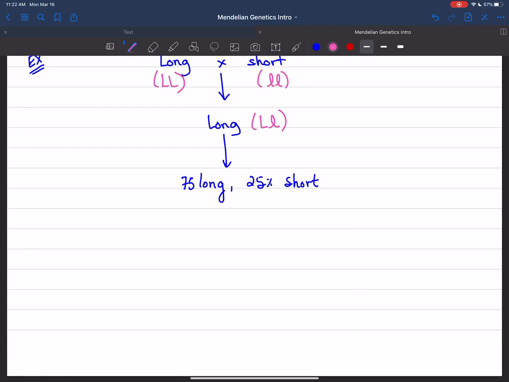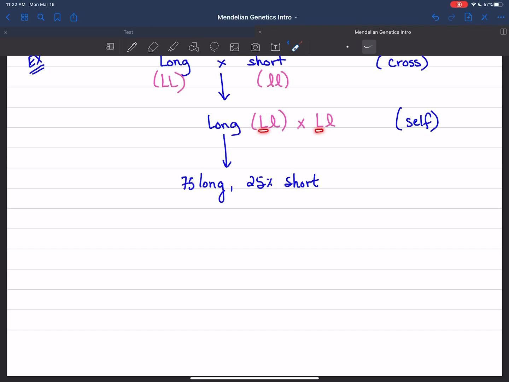Now, I have to see what happens when I take this long parent with this selection of alleles and cross it with itself, right? Remember that this one was self-pollinated, whereas this one was cross-pollinated, right? So what happens when I self-pollinate it? Okay, let's have a look.